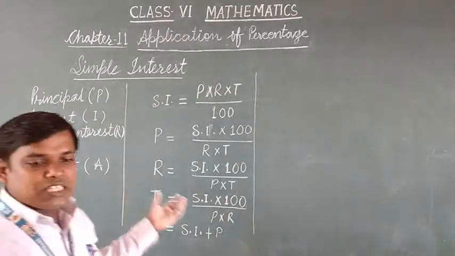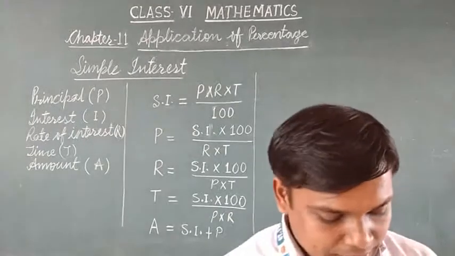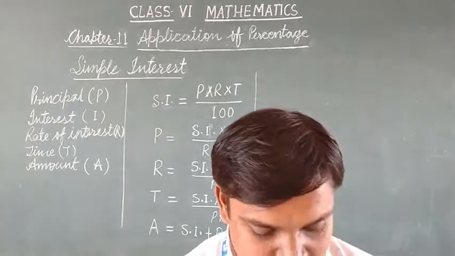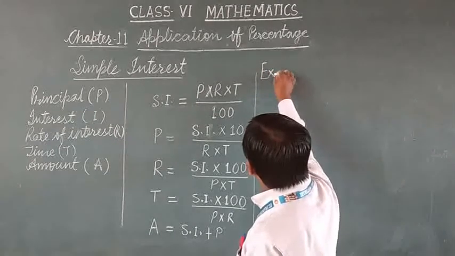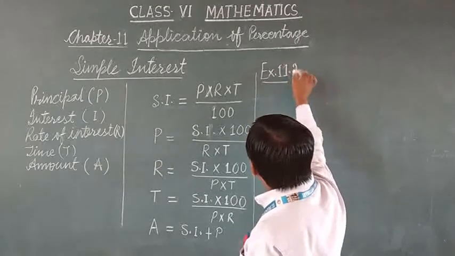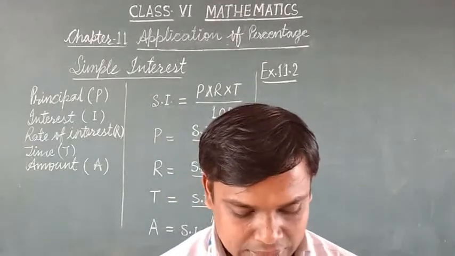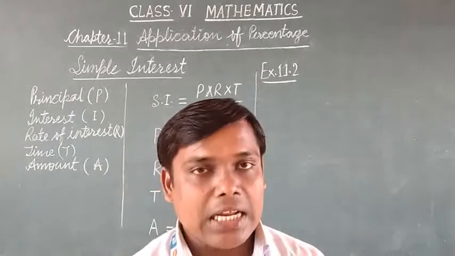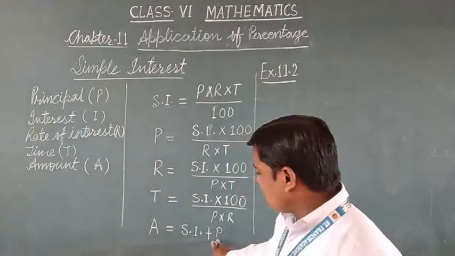Now we will see with some examples how to calculate these. You see, you have a given table. In this, first we have exercise 11.2. The first question has a table where principal is given, rate of interest not given, interest given and amount asked. We know the relationship: amount is equal to SI plus principal.